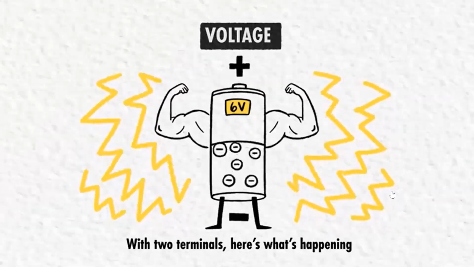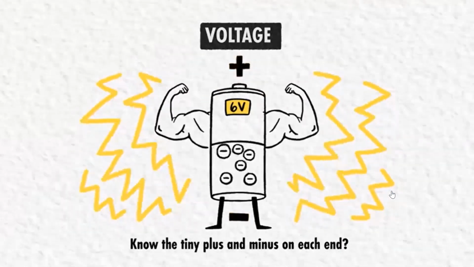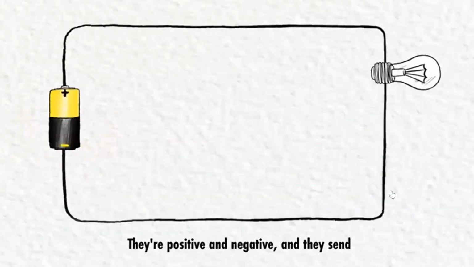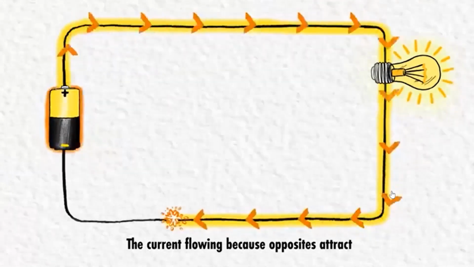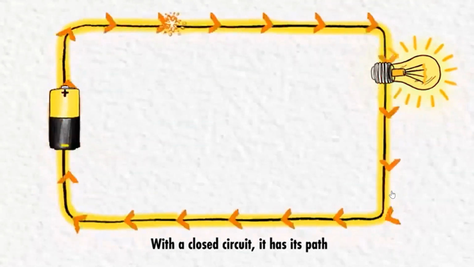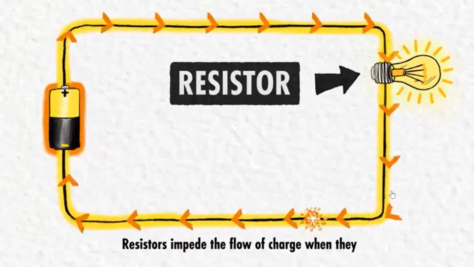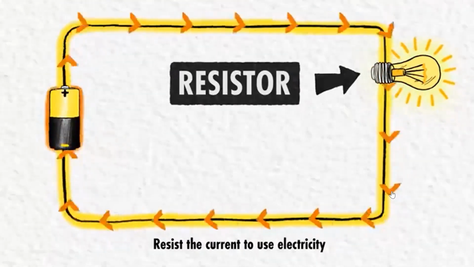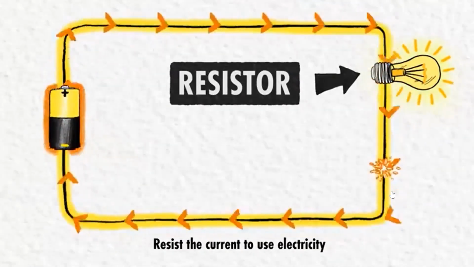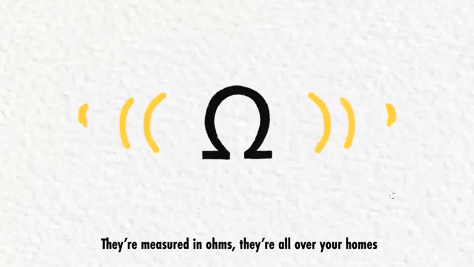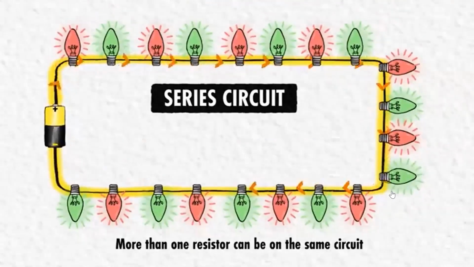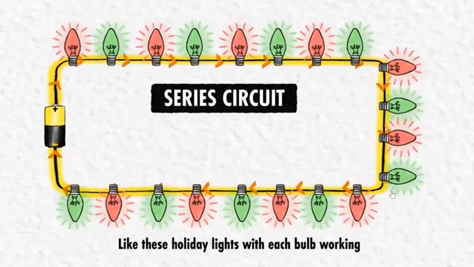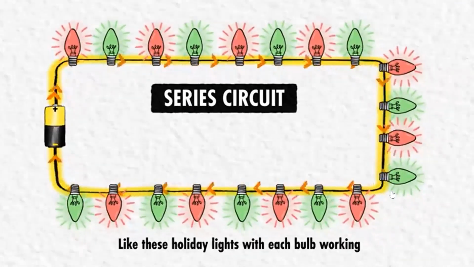Here's what's happening. Note the tiny plus and minus on each end. They're positive and negative, and they send the current flowing because opposites attract. With the closed circuit, it has its path. Resistors impede the flow of charge when they resist the current to use electricity. They're measured in ohms. They're all over your homes, in PCs, TVs, and cellular phones. More than one resistor can be on the same circuit, like these holiday lights with each bulb working.